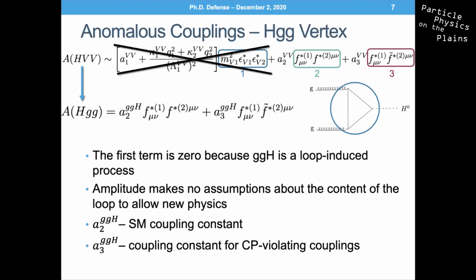So in this case, we've got this loop, and when we write our amplitude in this way, this makes no assumptions about the content of the loop. So there could be new physics present in this loop, or it could be purely standard model physics. It doesn't matter. And then the interpretation is that this A2 term is the pure standard model coupling. So this is the one that will be non-zero if there's no beyond the standard model physics. And then there's, again, the A3 term, which is the coupling constant for CP violating couplings.